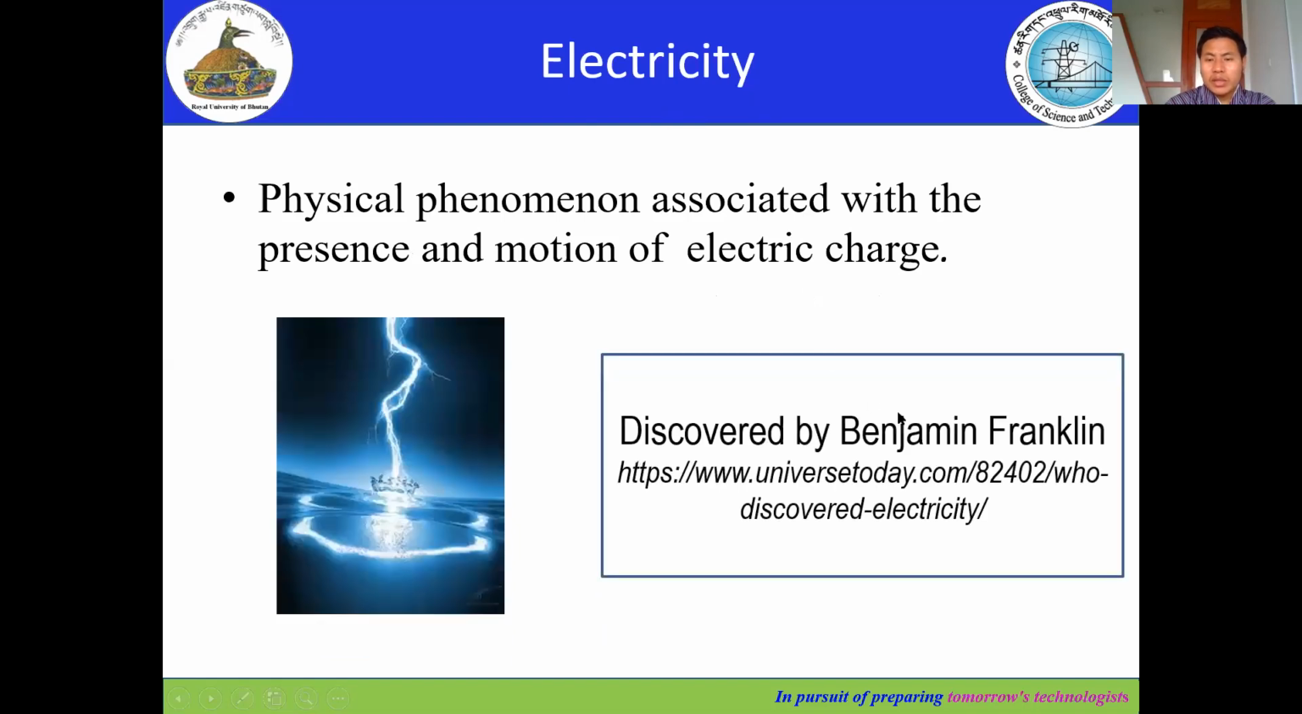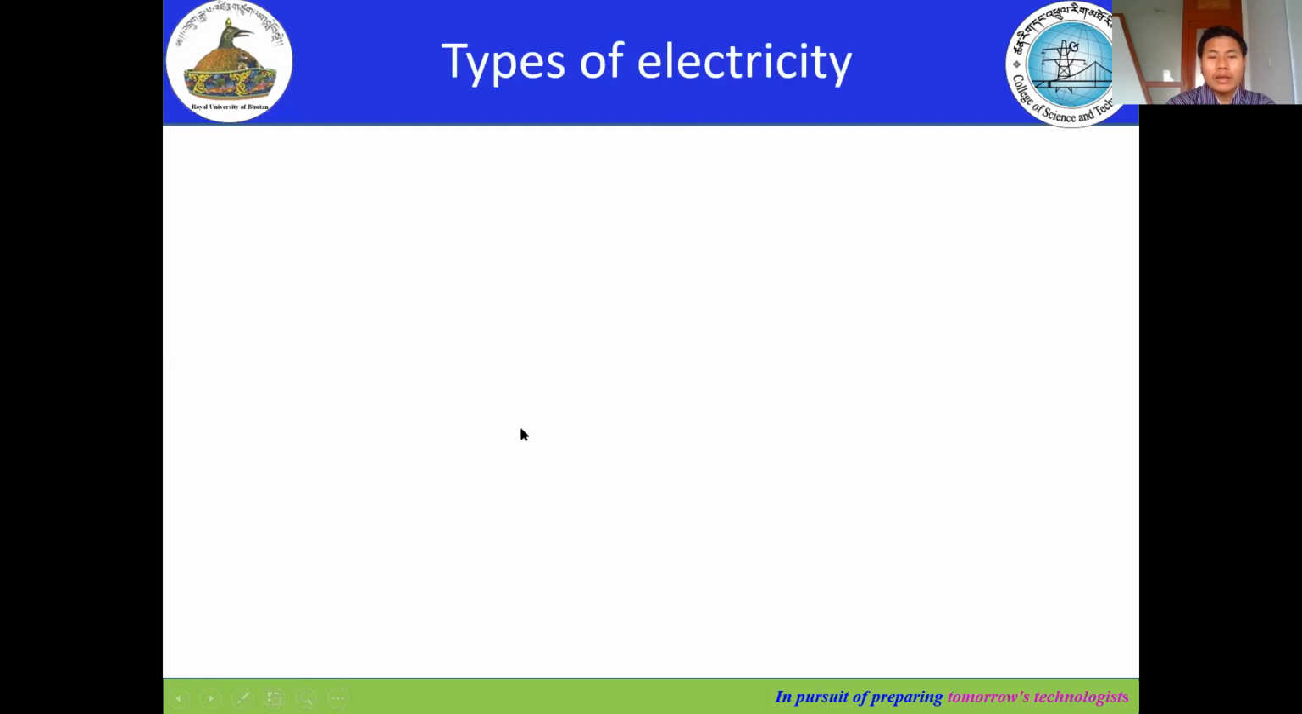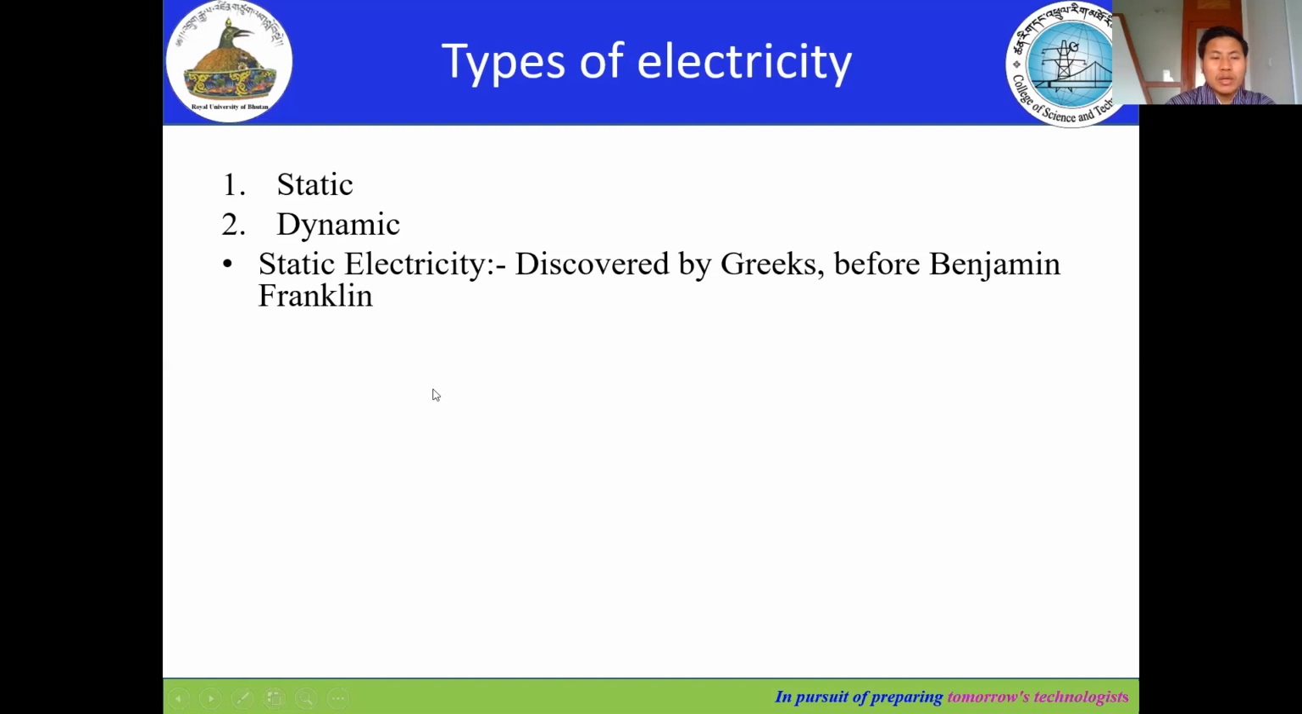It was discovered by Benjamin Franklin, and this image, the lightning, is also an example of electricity. If you want to see more, you can visit this link. Now we have the types of electricity. We have static and dynamic, which means in static something is not moving, and in dynamic something is moving. So let's see one by one.